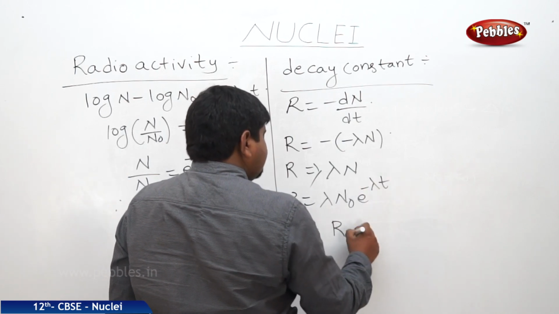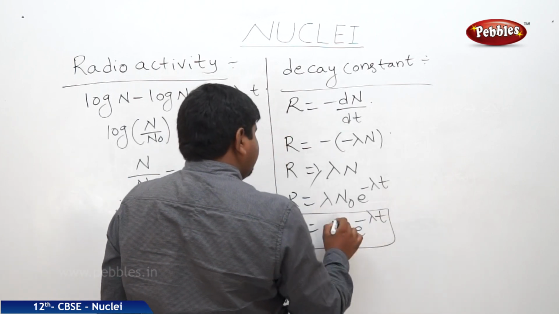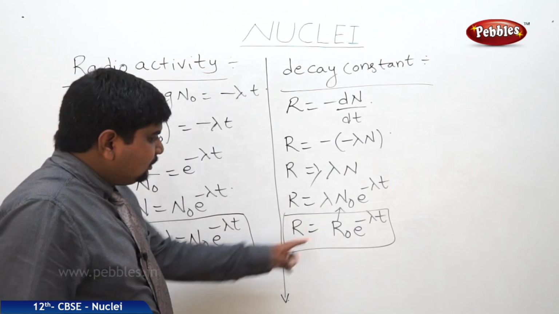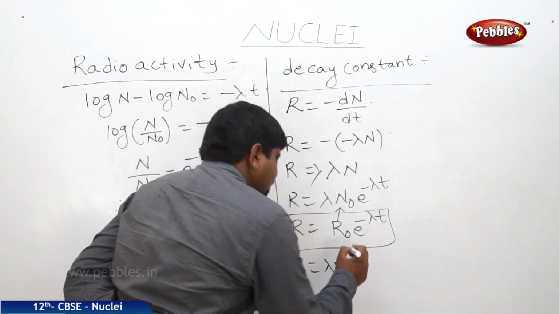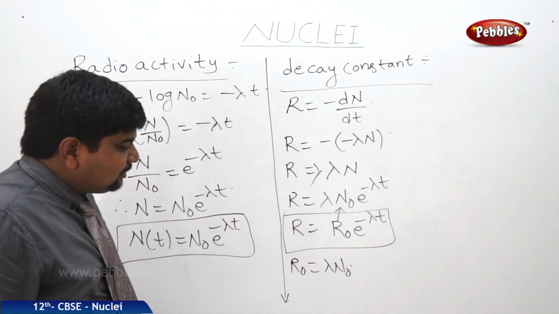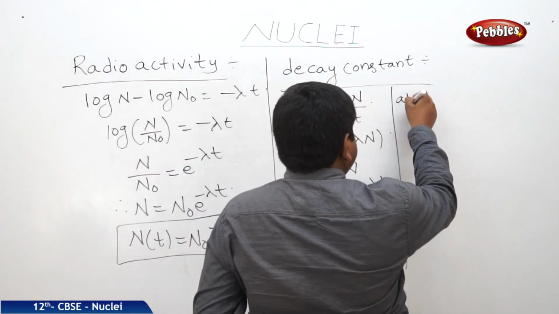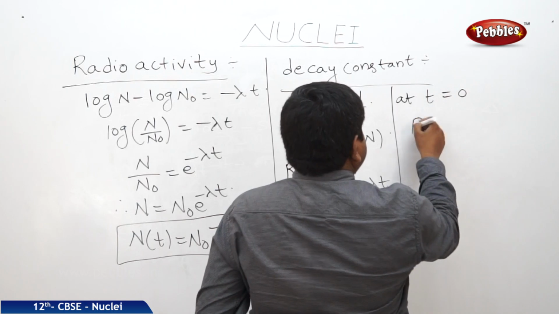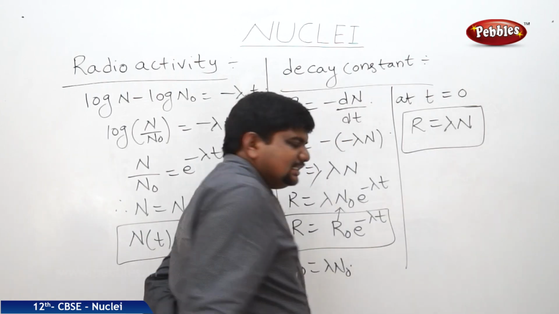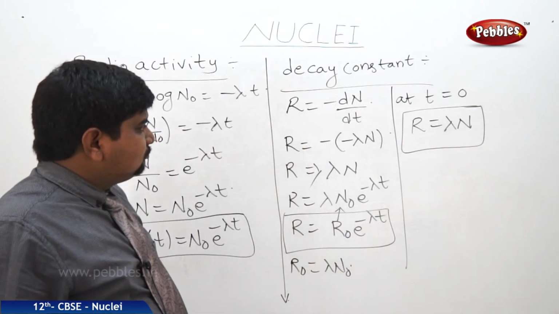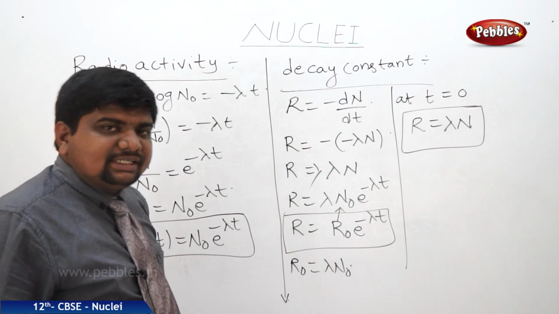So we can write R is equal to R naught into e power minus lambda t. If we compare the equations, we can write R naught is equal to lambda N naught. At t equal to 0, we can write R is equal to lambda N. This is called activity, the total activity done by the nuclides.